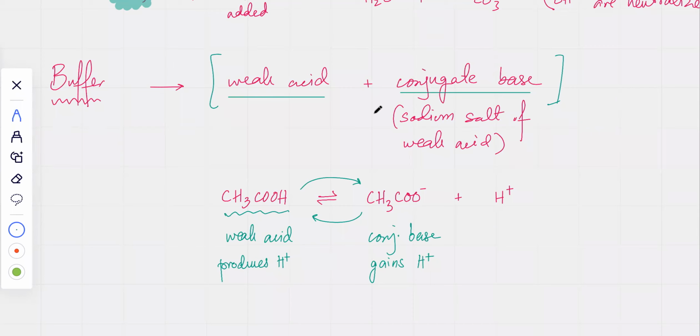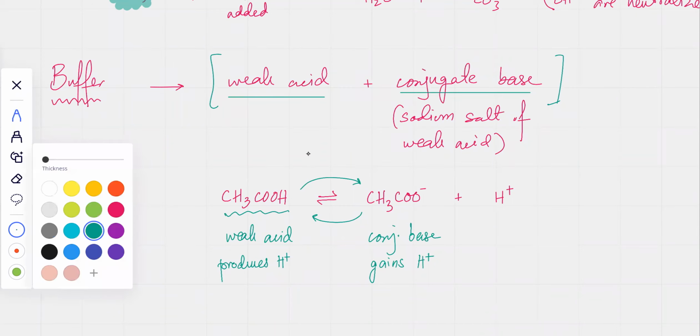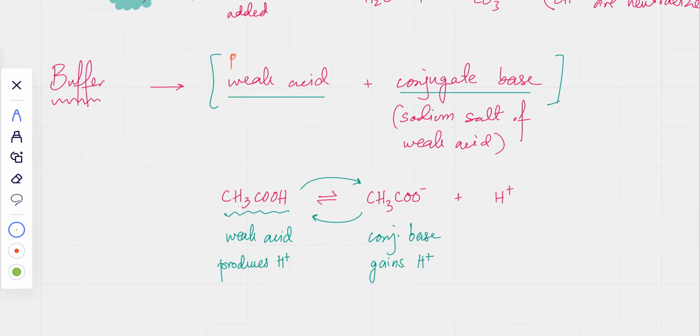So in a buffer, you need something that is capable of producing H+1 ions, and you also need something that's capable of accepting H+1 ions. You need both things. If the H+1 concentration decreases, you need something capable of releasing more H+1 ions. Vice versa, if the H+1 concentration increases, you need something capable of accepting H+1 ions.